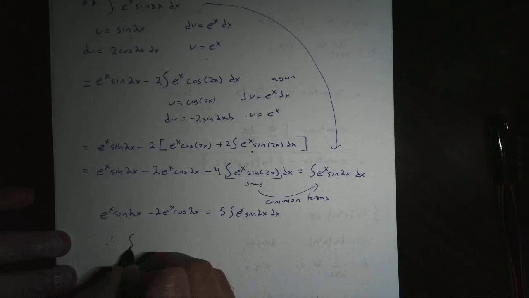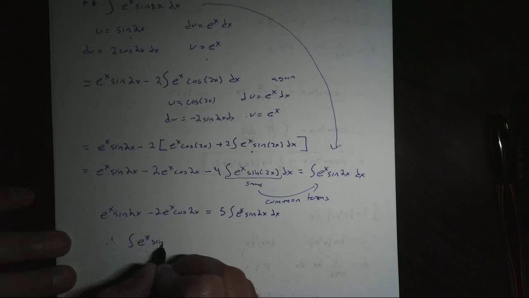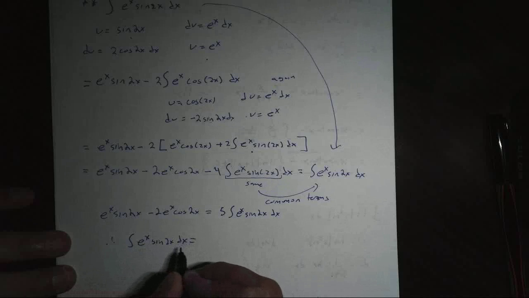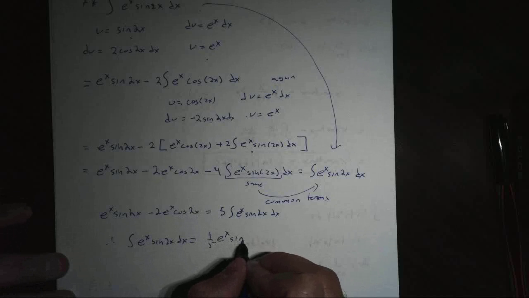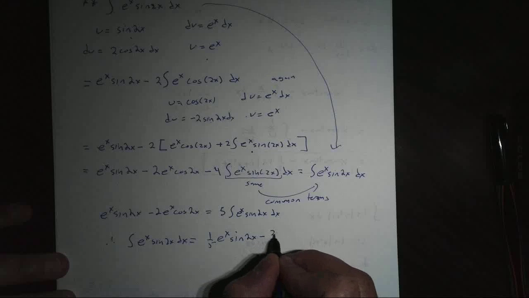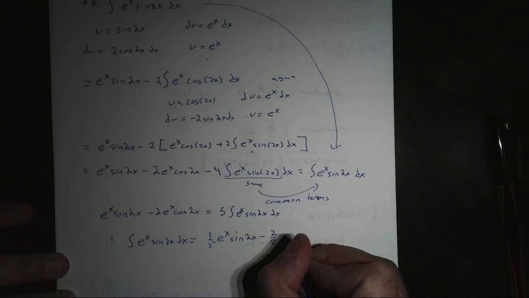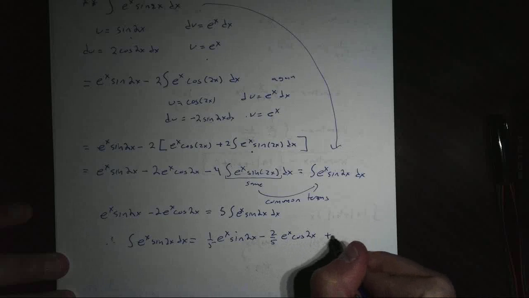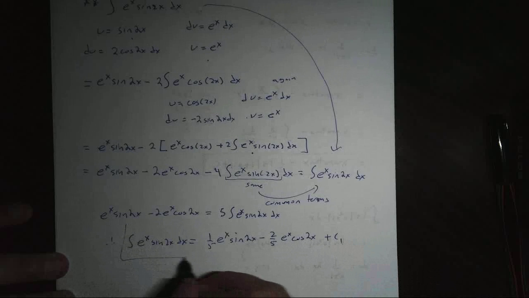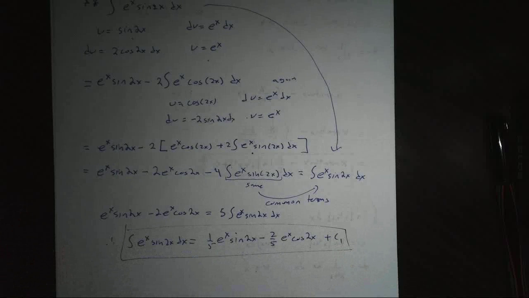And therefore, the antiderivative of e to the x sine of 2x dx, I just divide by 5. 1/5 e to the x sine of 2x minus 2/5 e to the x cosine of 2x. Don't forget your plus c. And there is your answer. Wow, that is probably the ugliest thing we'll do all year long.